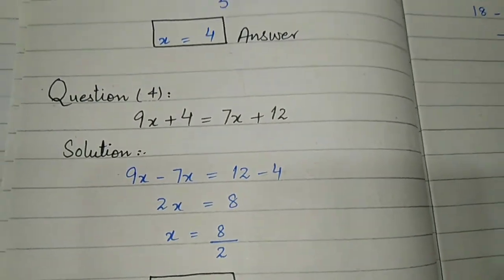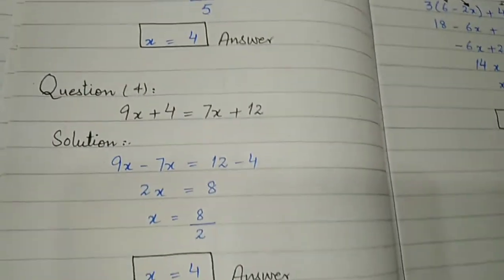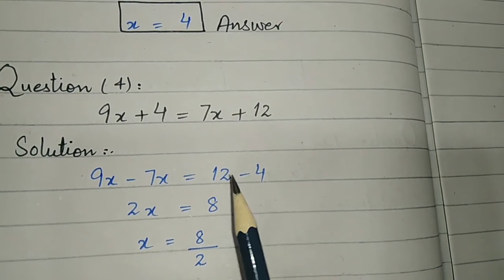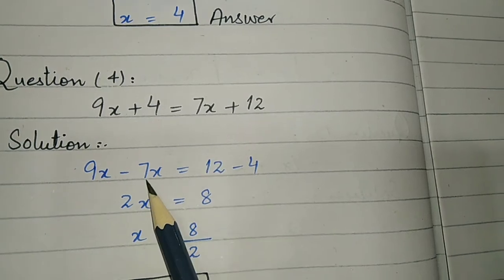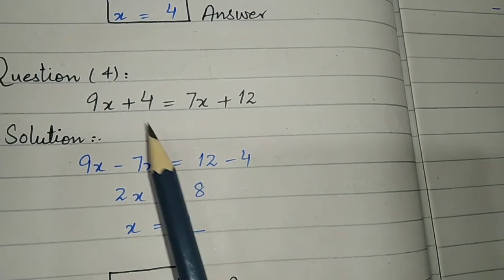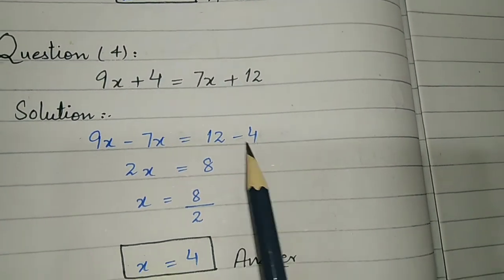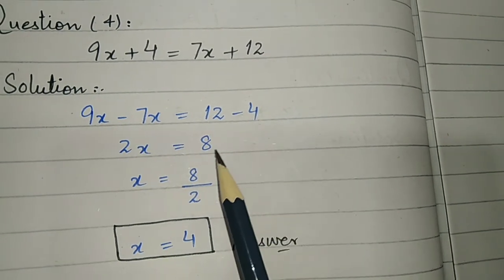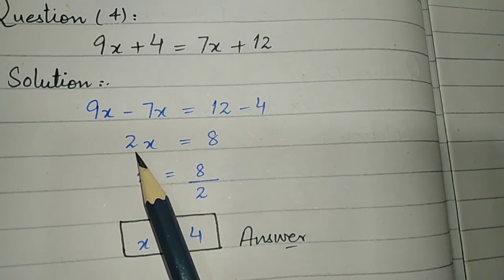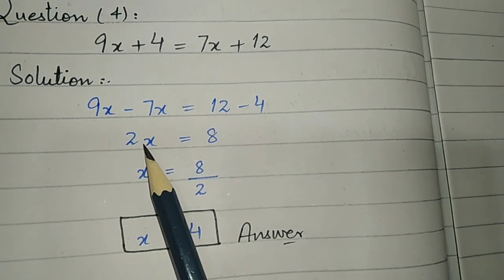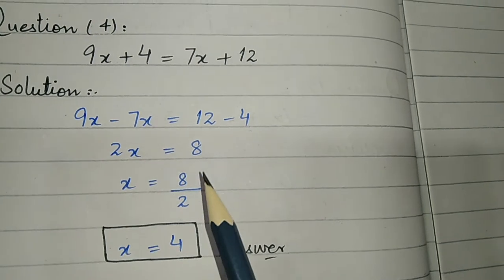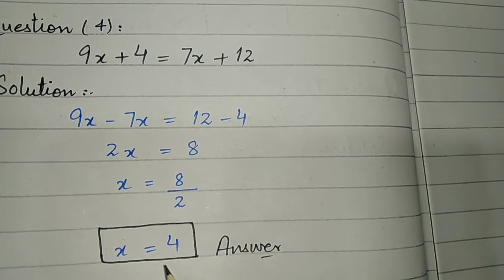Question number 4 is the same as question number 3. We have to combine the like terms on the left hand side and the constants on the right hand side. So 9x minus 7x will be equal to 12 minus 4. 9x minus 7x will become 2x and 12 minus 4 is 8. And 2 is multiplied with x, so it will be divided on the right hand side with 8. So x will be equal to 4. The cancellation is on the table of 2.